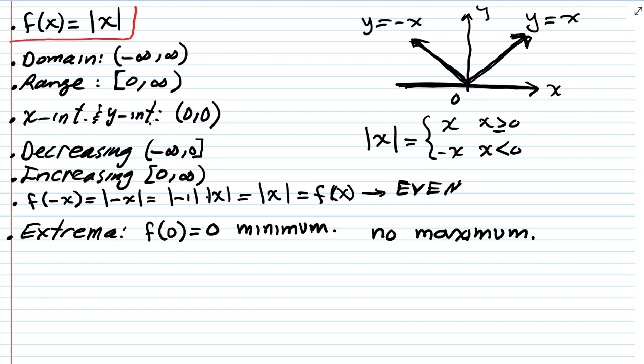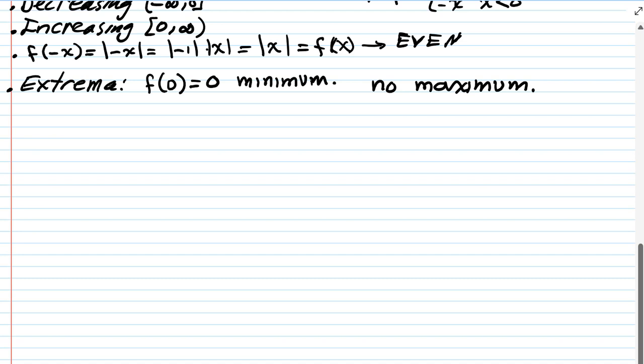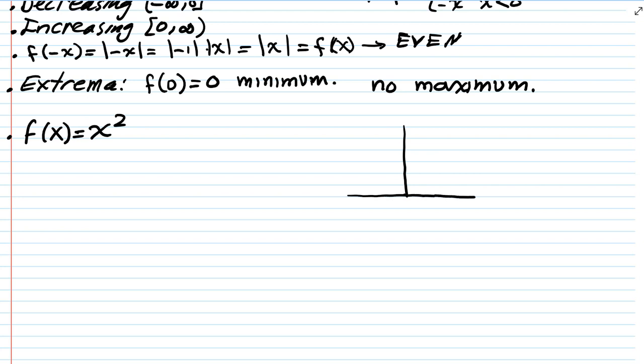Let's talk about the basic parabola next. Okay, so we're going to talk about x squared next. f of x equals x squared. Now for x squared, the graph of this, which we call a parabola, it's supposed to be symmetric. So there you go. That's what the graph looks like. The low point is 0.